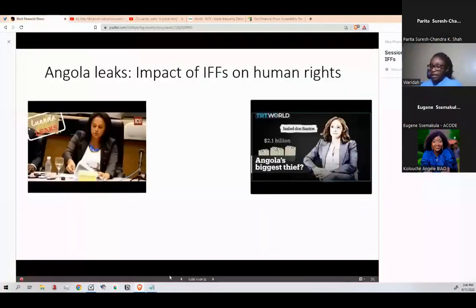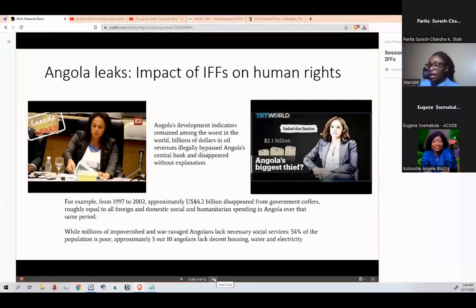Right, very interesting stuff there. You can already see the impact that one case has on the population of that country. So moving on to the overall idea of Angola, it's not only this one situation.